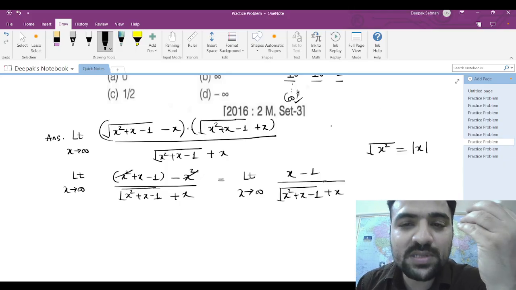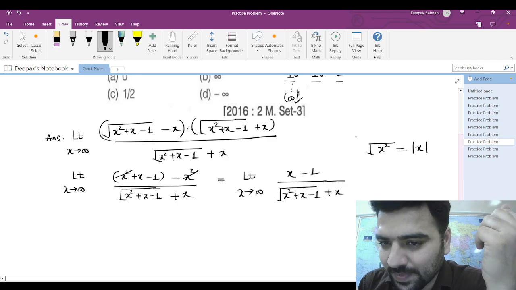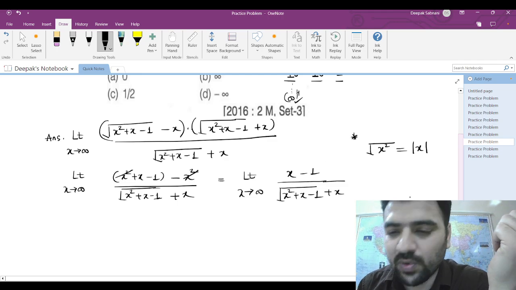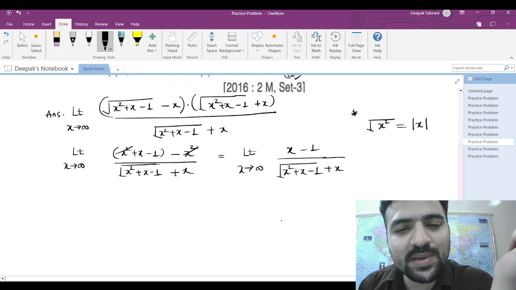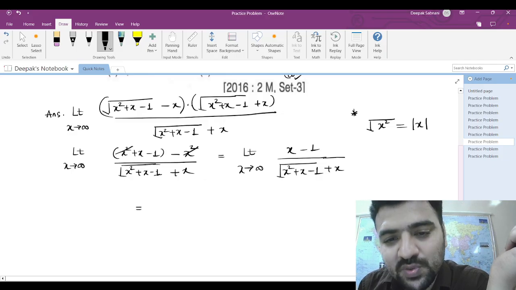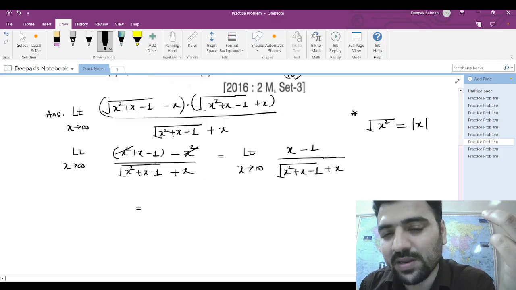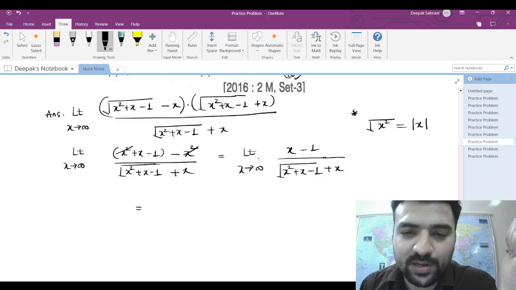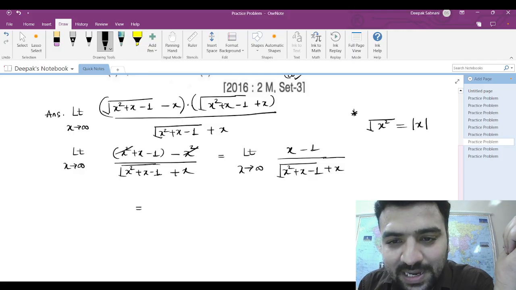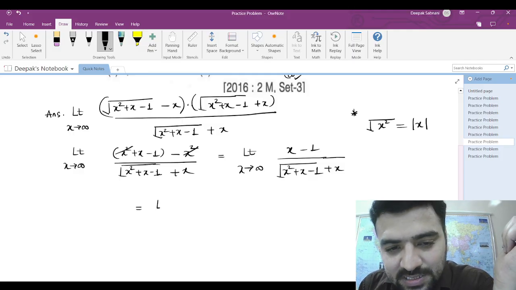Now I'll use the first note. This is the second note. First note I told, whenever you are seeing a limit where a variable approaches infinity, that is a very large number, you can neglect lower order terms.